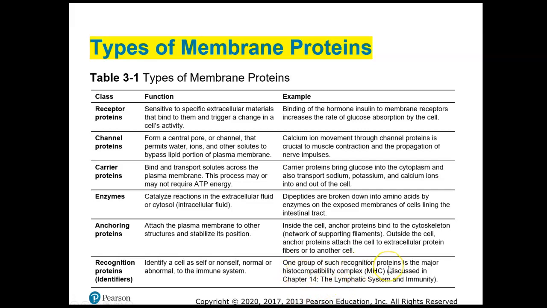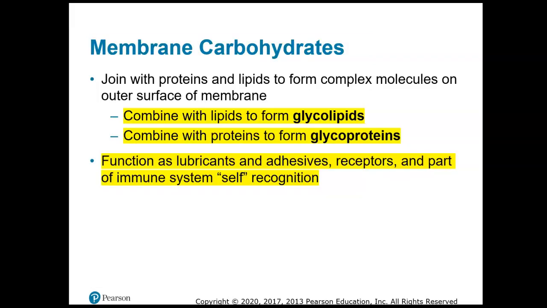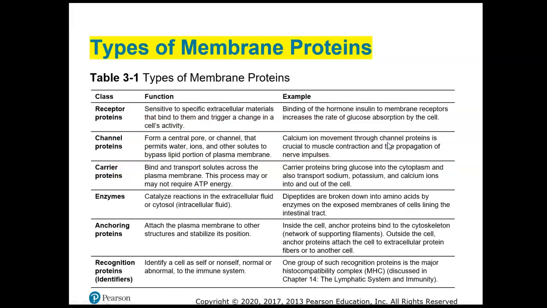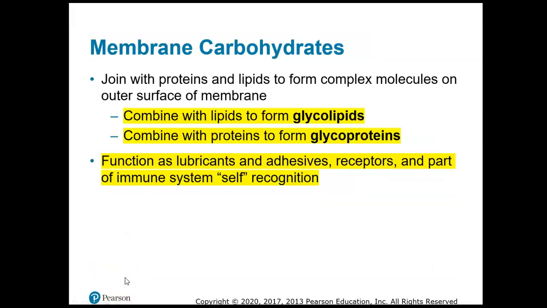These recognition proteins that function in tissue compatibility are called the MHC proteins, and that stands for Major Histocompatibility Complex, and histo means tissue. So really histocompatibility means tissue compatibility. Okay, so we have these types of membrane proteins, and then we have membrane carbohydrates that are either attached to phospholipids, and we call those glycolipids, or they're attached to proteins and they're called glycoproteins. In fact, the recognition proteins are usually glycoproteins.